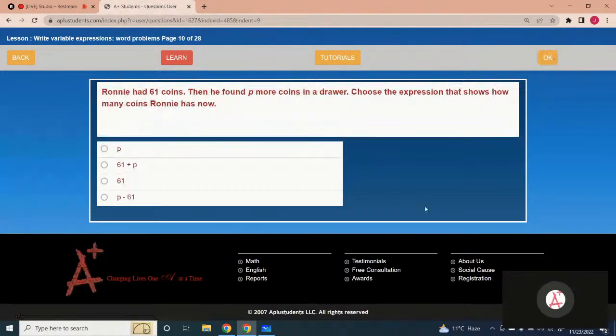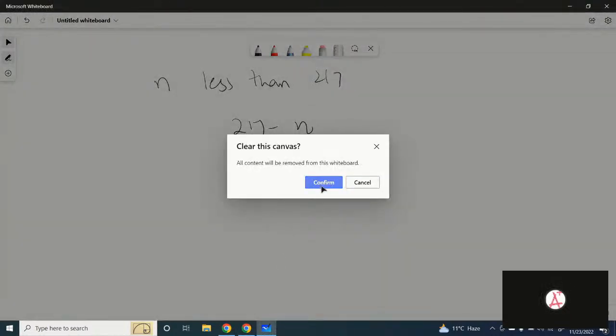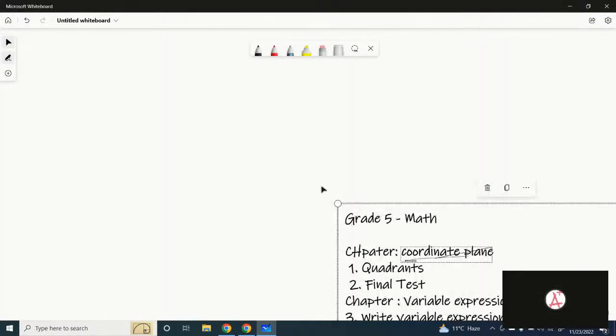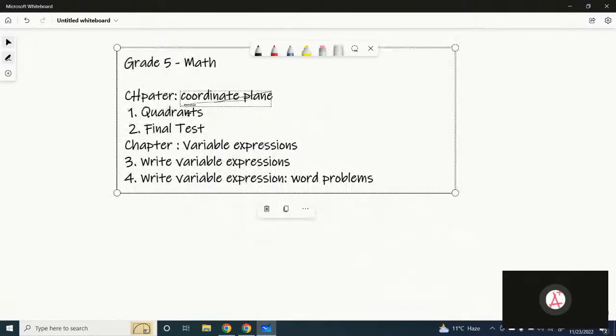Okay, you can complete the test by yourself later today. So we have covered the following topics. We have covered four of the topics. They are from the chapter coordinate plane. The first one is quadrants. Then we did the final test. Then we started the variable expressions. We did the topic write variable expressions, and the second one is write variable expressions word problems. Got it? This is the list of the topics we just completed.